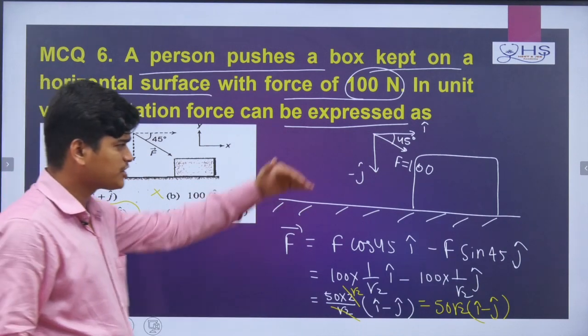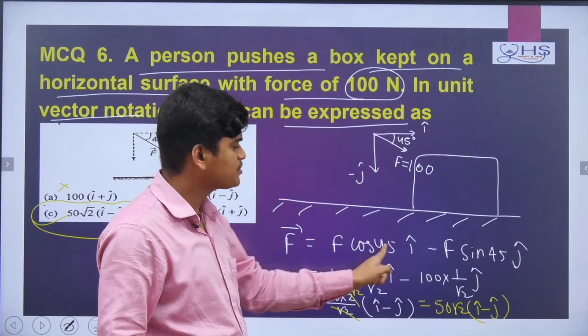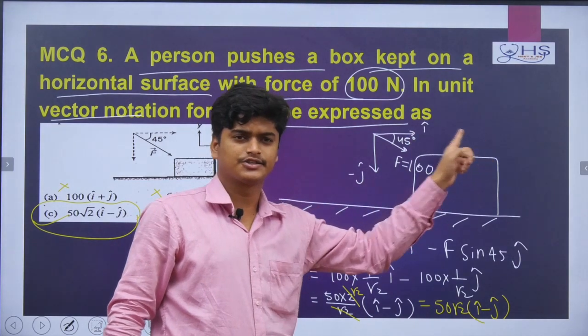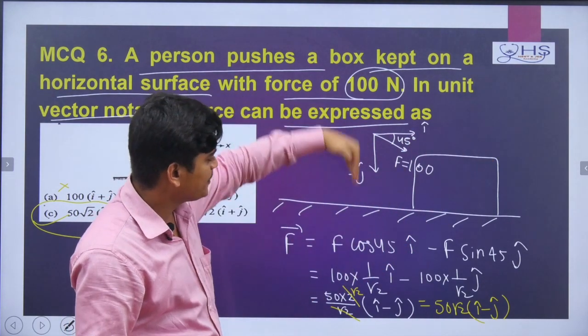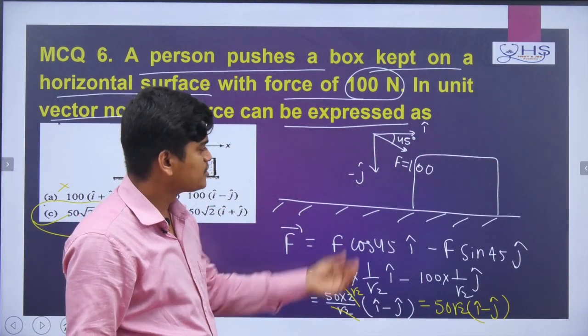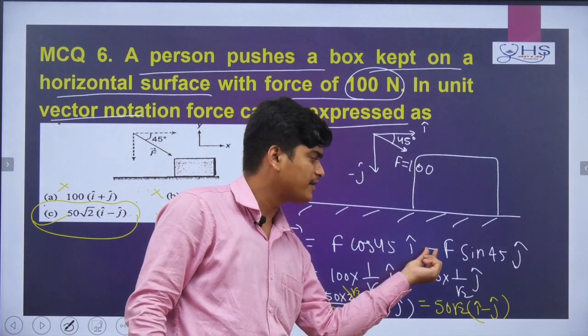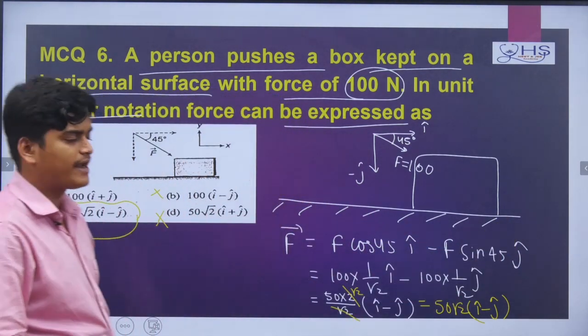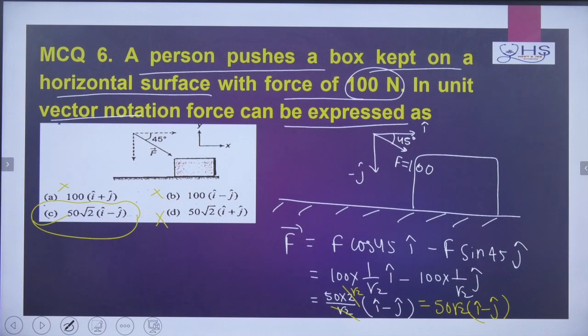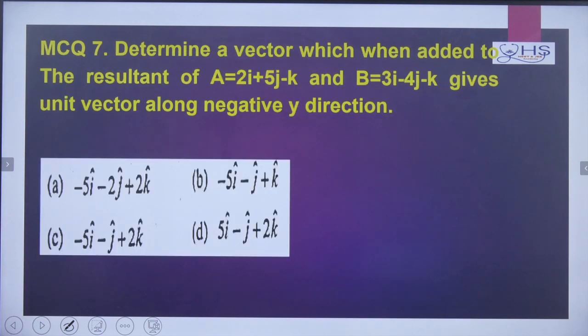So simple thing, just take components. This component will be F cos 45, it is in the right direction, so plus i cap. It is in the negative y direction, so that's why minus j cap, I am writing F sin with minus there. Okay, now come to the next question.